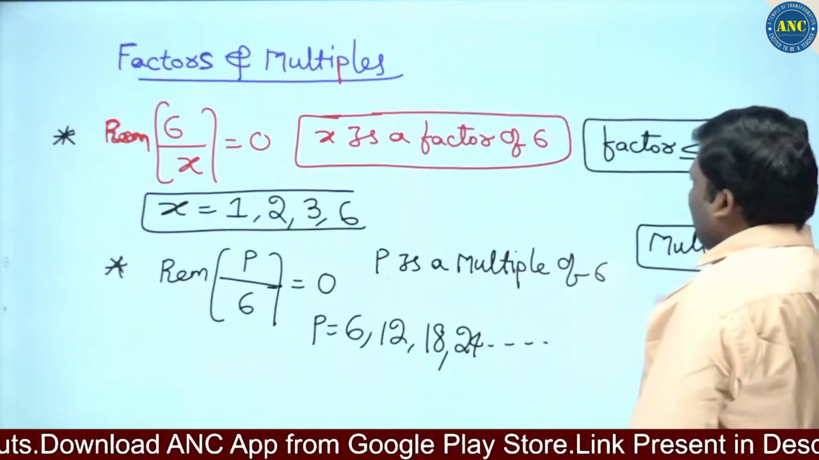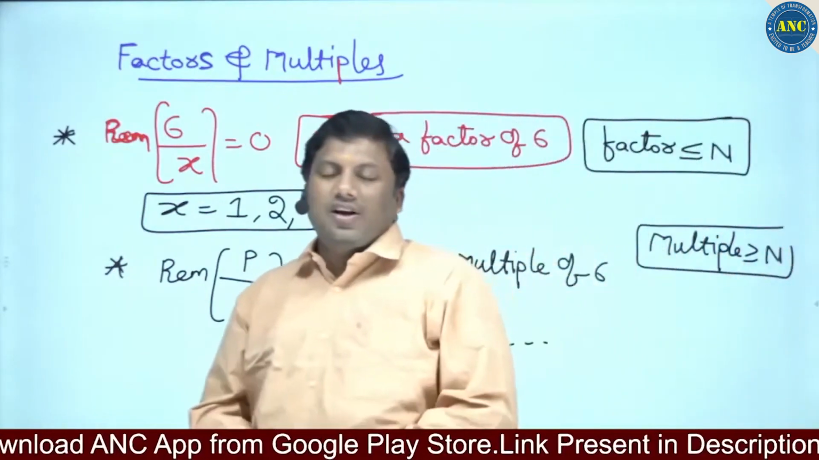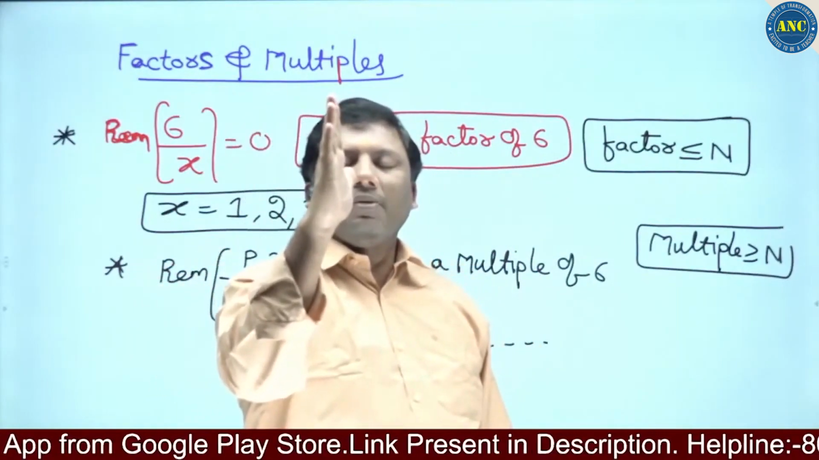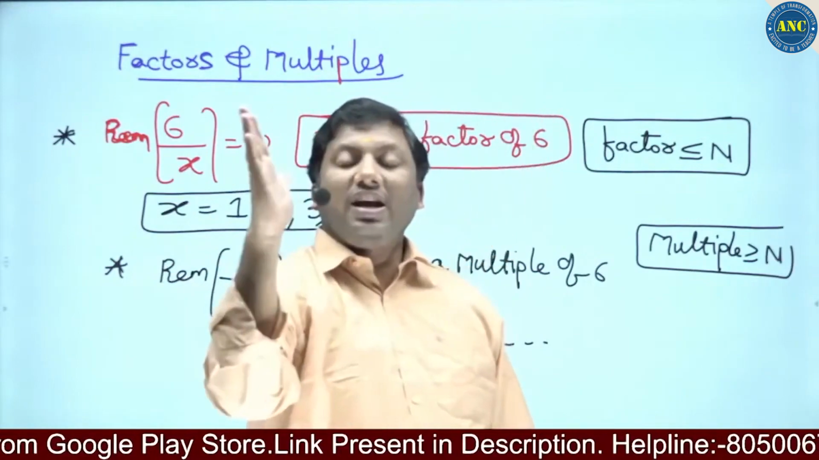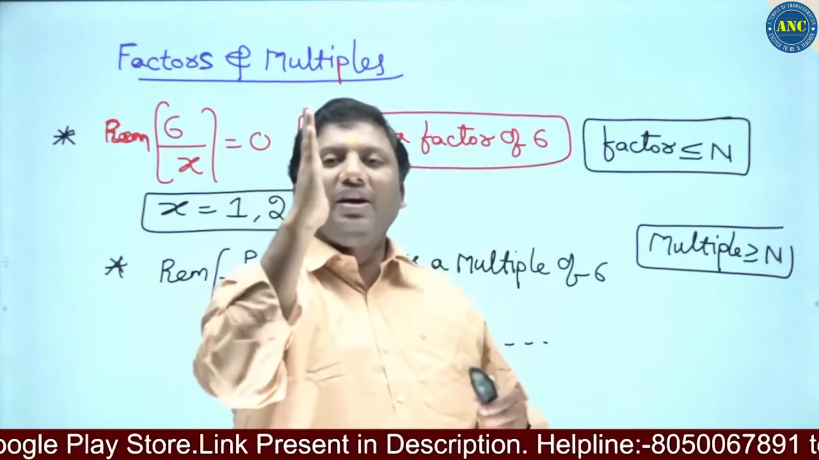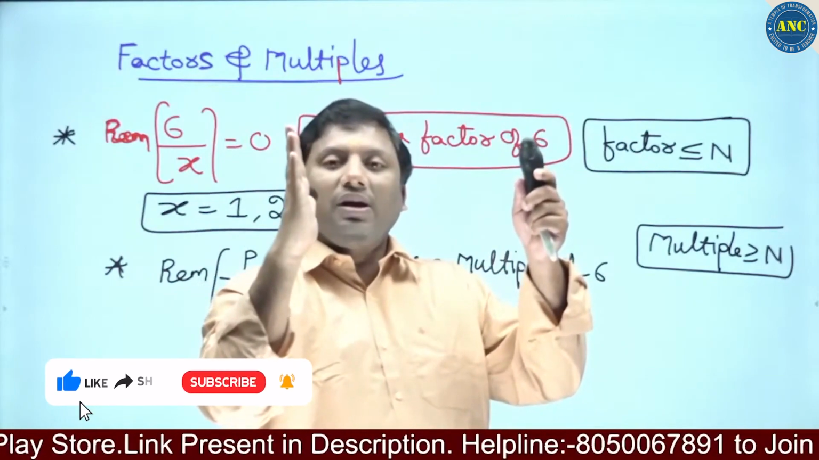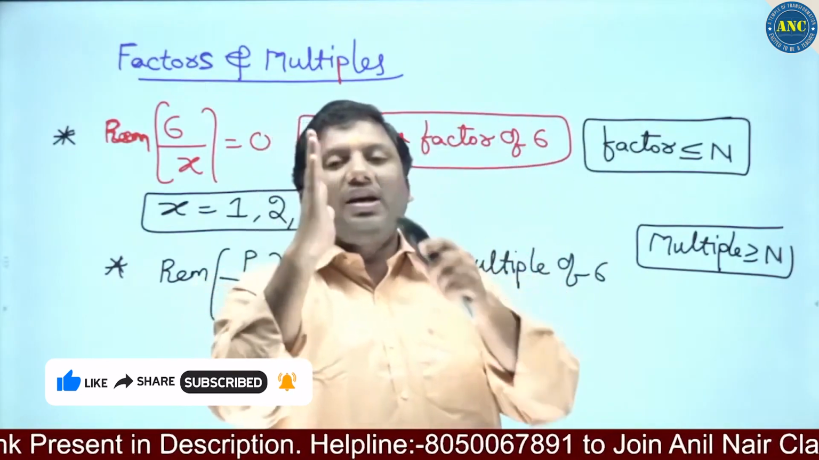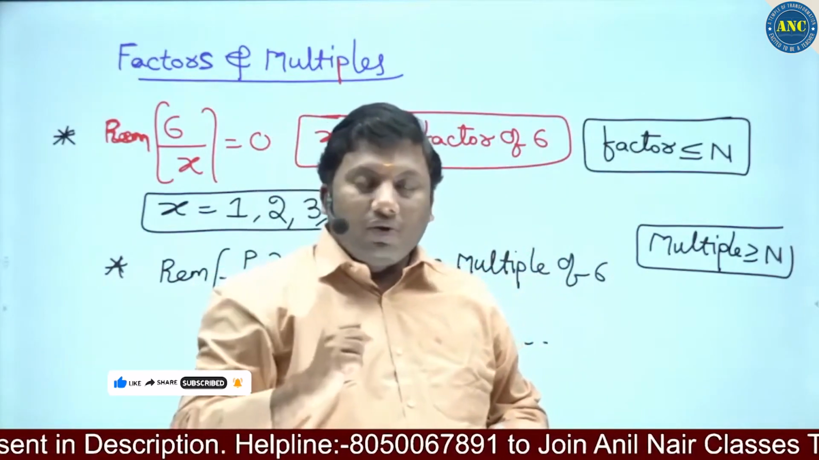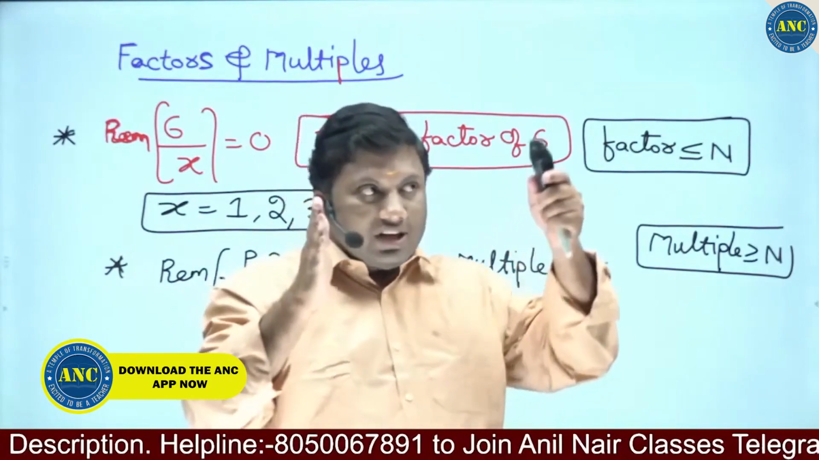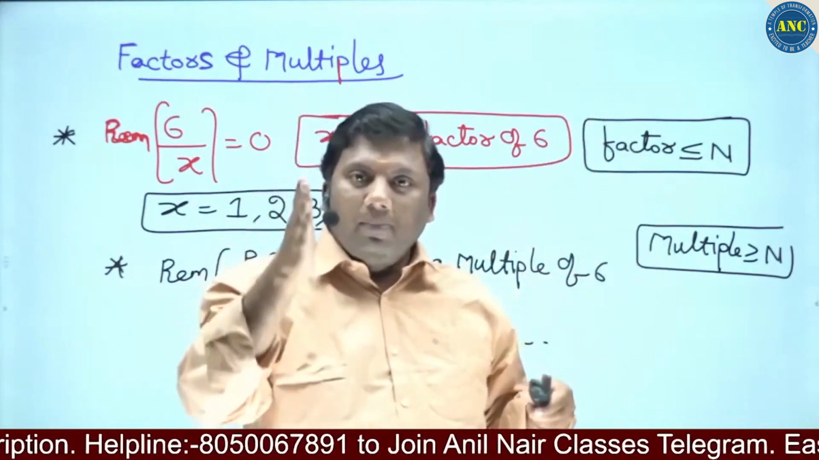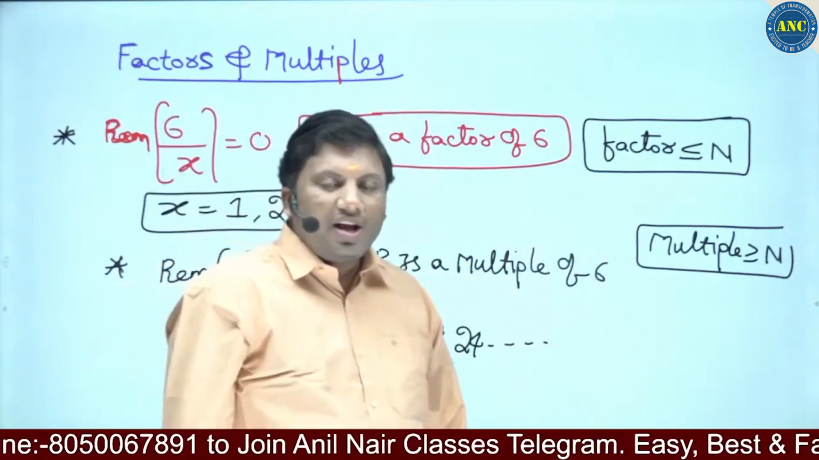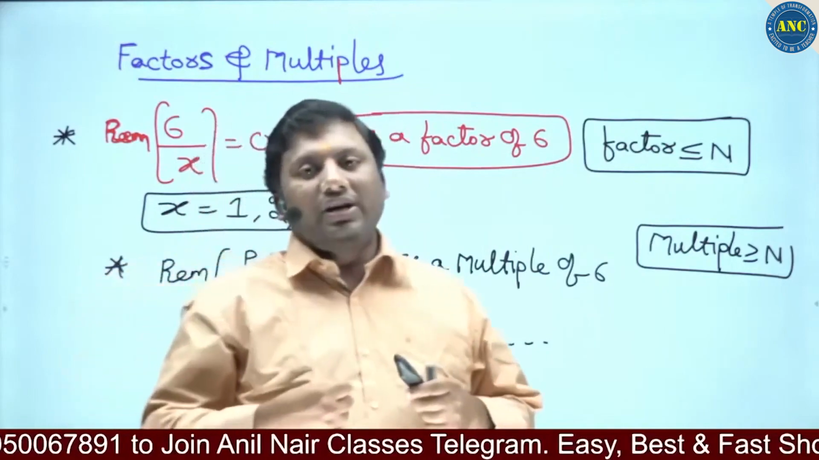A factor is always less than or equivalent to n. If I take a natural number, a factor is always less than or equivalent to the given number. That means if I take a number 20, factors and multiples are from the set of natural numbers. From 1 to 20, there are certain numbers which will divide 20. Can I count them? Definitely yes, because the lower limit is 1 and the upper limit is 20. Between 1 and 20, which numbers are the factors of 20?